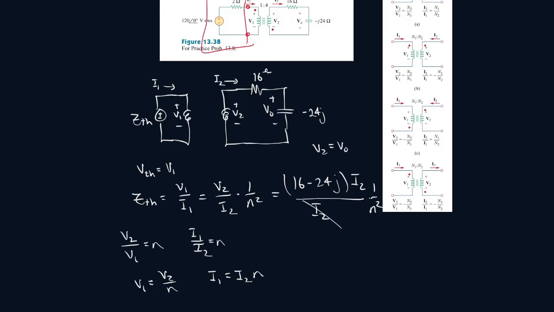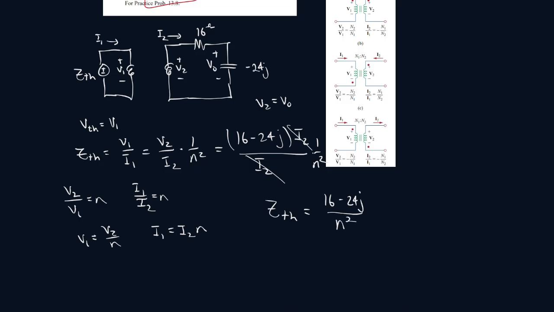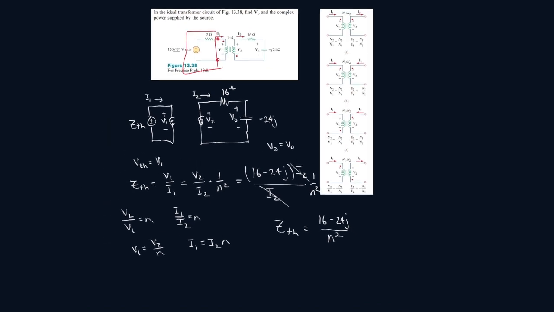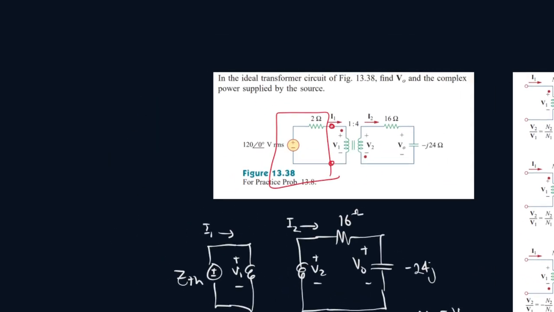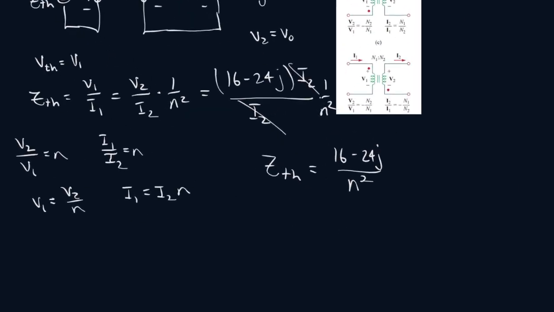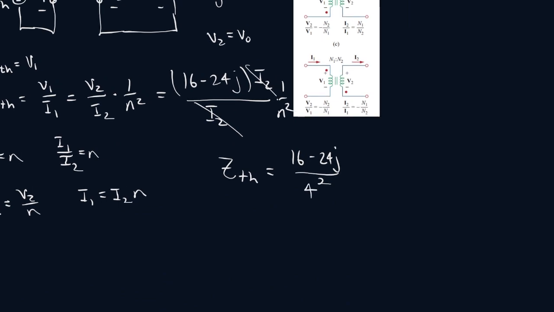And these two just cancel out. So you can quickly find ZTH. It's 16 minus 24J all over N squared. And we know the turns ratio is pretty much N2 all over N1. So 4 over 1, which is 4. So it's just 4 here. And that's just 16. So it's just 1 minus 1.5J, and that's your Z Thevenin.